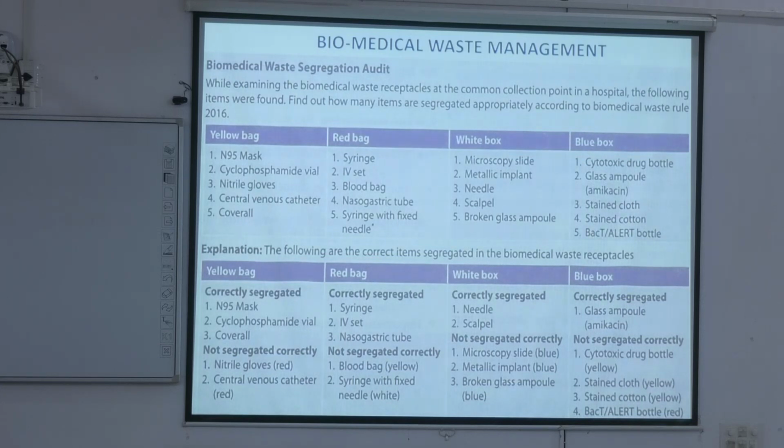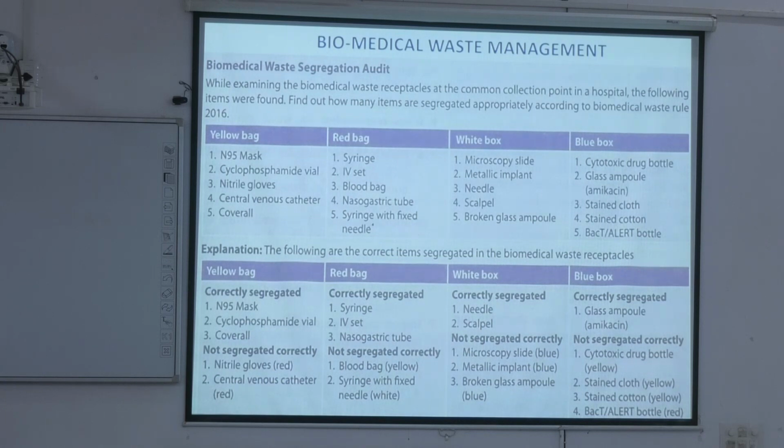And in the red bag, sometimes we throw a blood bag, but the blood bag contains plastic, right? Outside is plastic, that's why we wrongly throw it in the red bag, but it will come to the yellow, because body parts and blood are there inside, right? That's why you will throw it in the yellow bin.